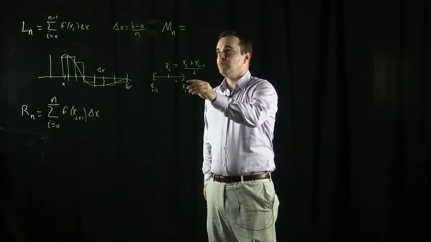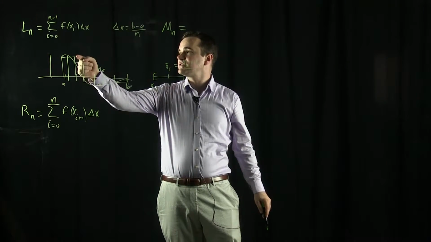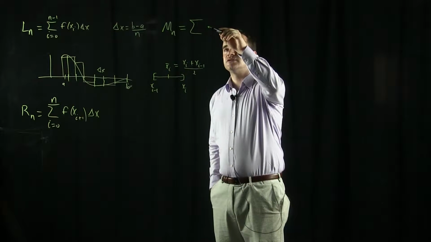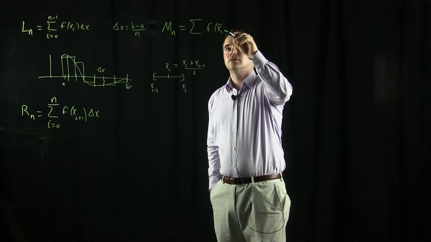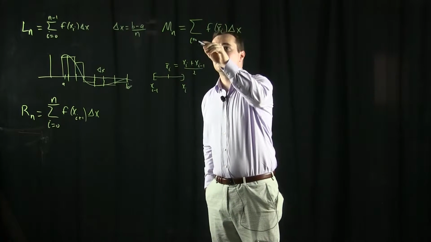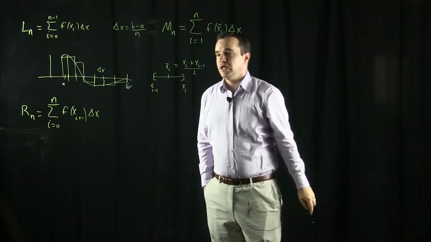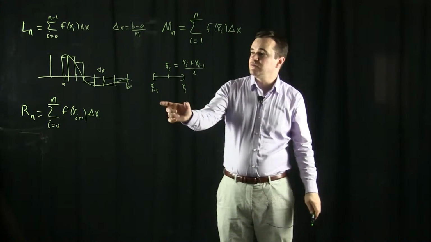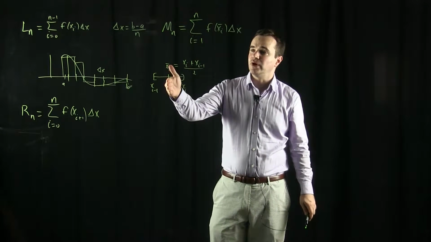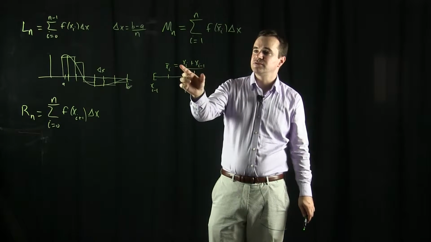And then to find the midpoint approximation, you're adding up rectangles where the y value is now coming from the center of each one. So again, it's just your y value giving you f of the midpoint times the common width. And i, in this case, is going to go from 1 to n. So for instance, when i is equal to 1, you've got the first subinterval going from x0 to x1. And then your midpoint is just x0 plus x1 over 2.